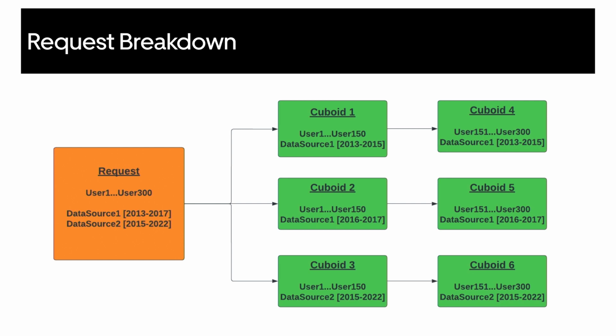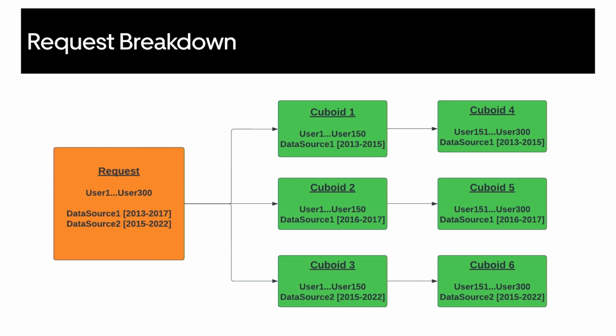It covers users 1 through 300, which are requesting data from data source 1, covering the years 2013 to 2017, and data source 2, covering 2015 and 2022. A possible way to break that down into cuboids would be what I'm showing here in the slide.